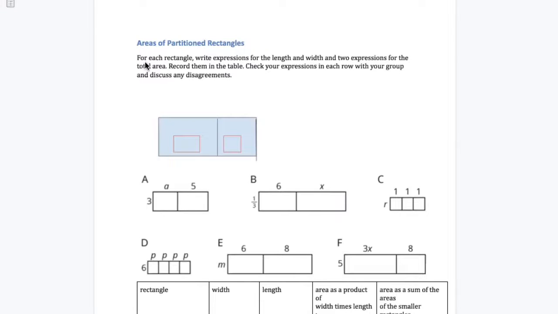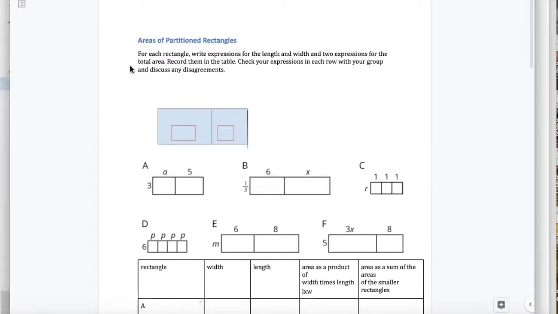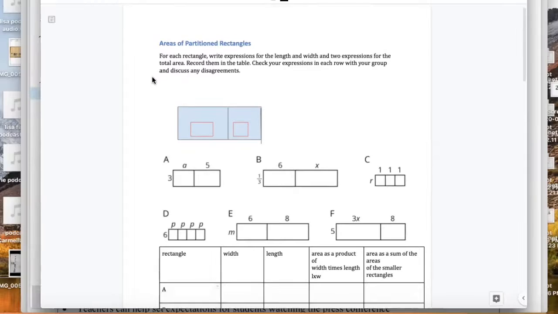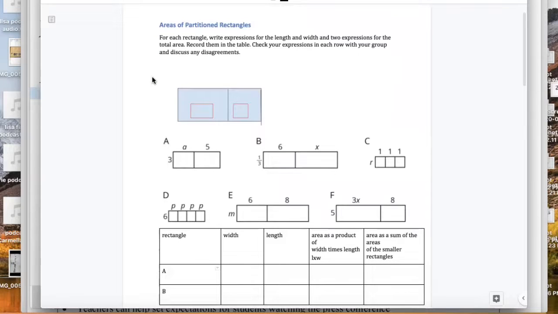So today we're going to work on a lesson from Open Up Resources called Areas of Partitioned Rectangles. Let's read the directions. It says, for each rectangle, write expressions for the length and width and 2 expressions for the total area. Record them in the table. If you have a chance, check your expressions in each row with your group and discuss any disagreement. So this activity goes with checkpoint 2, day 3.